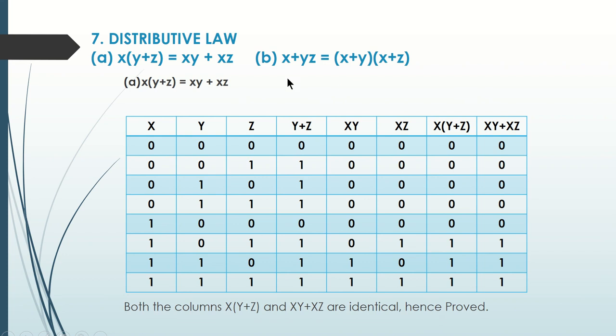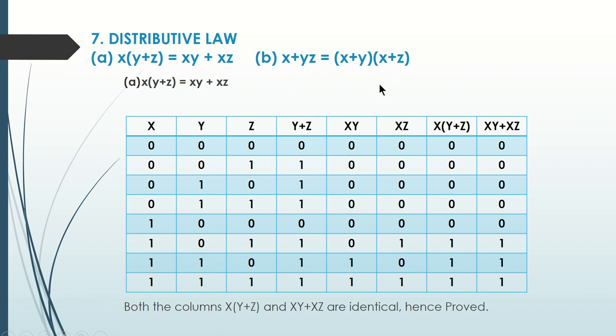Okay, so you have to draw the truth table for the other distributive law: x plus yz is equal to x plus y multiplied by x plus z. While you are writing the classwork, you must write on your own, right? So you have to draw the truth table for this.